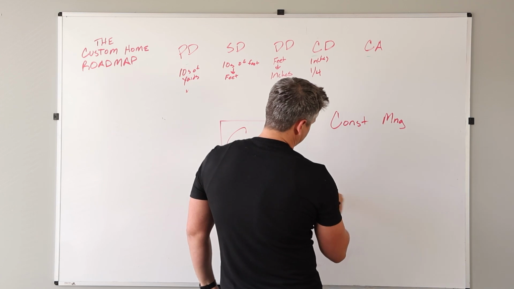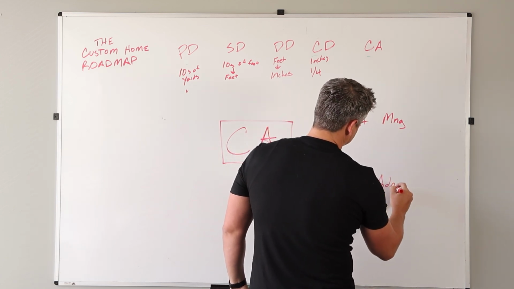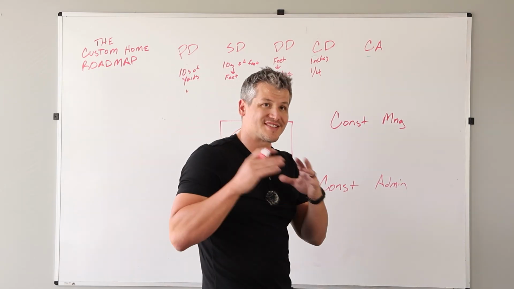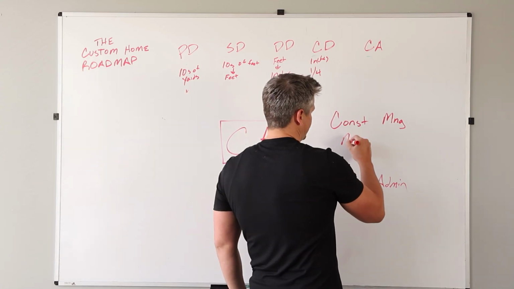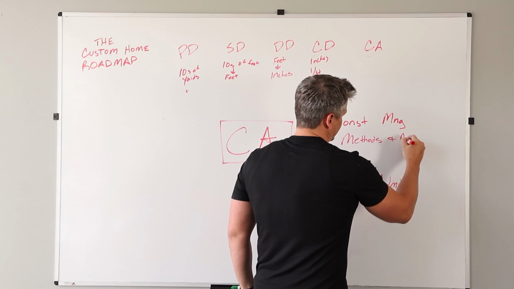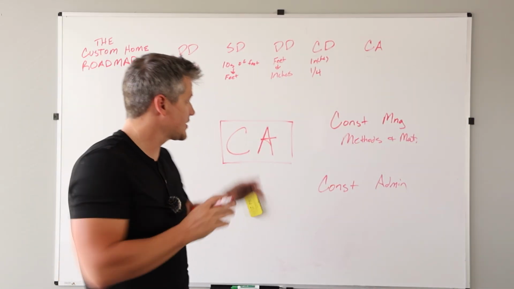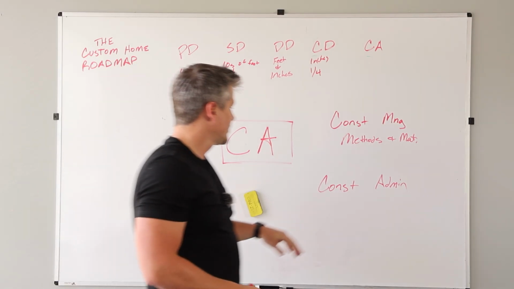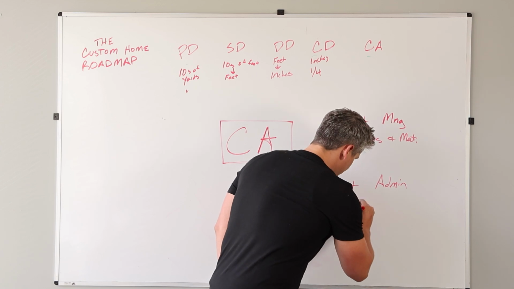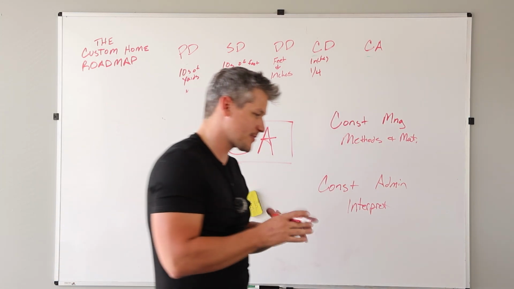Construction management versus construction admin. Construction management is about the methods and materials to execute the design. So it's methods. How are we going to do this? And organizing logistics to actually assemble that design. Whereas construction administration is more about interpretation. So construction administration is about interpreting the design, or interpretation.